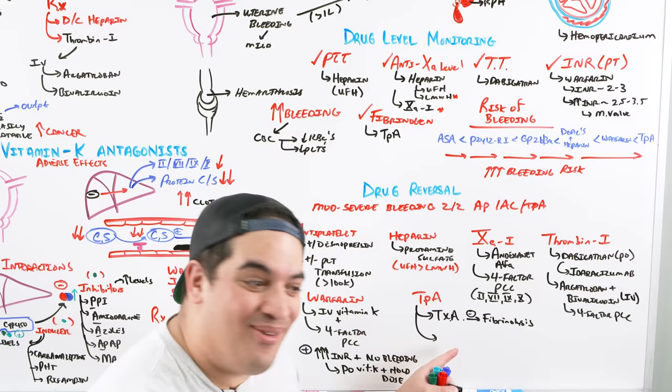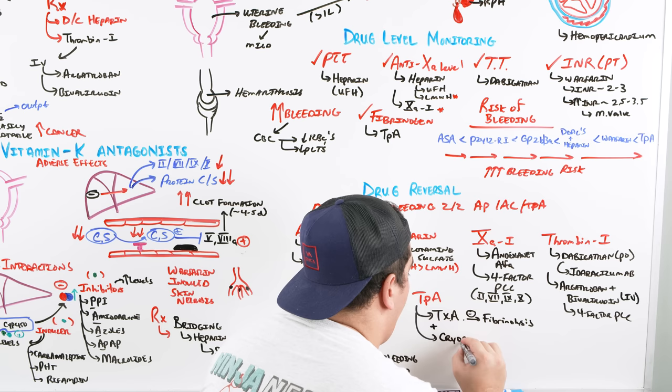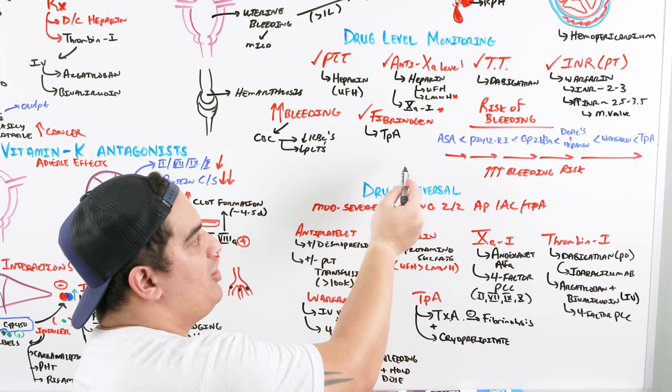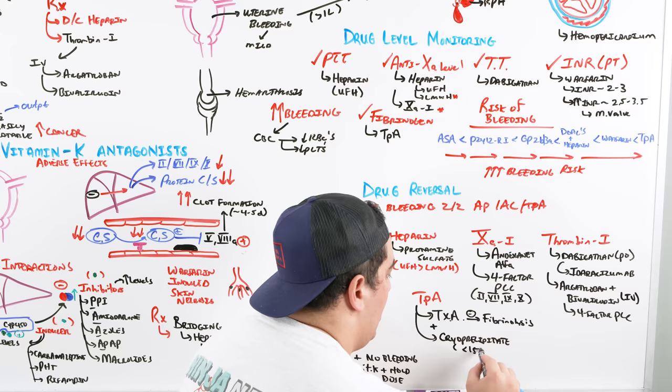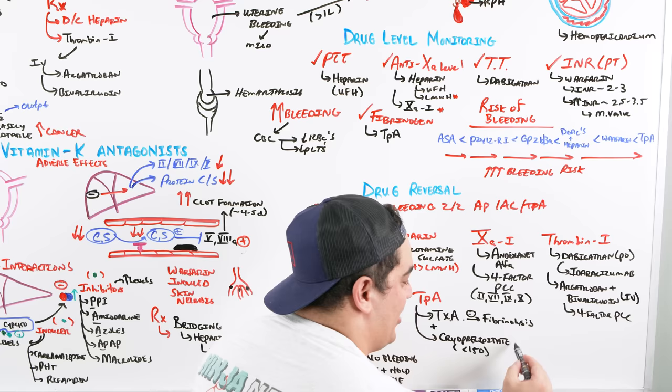And so I can give them something called cryoprecipitate. And this is important. Remember I told you with TPA to monitor the patient's fibrinogen levels? If the fibrinogen levels are less than 150, I would consider giving them cryoprecipitate, because guess what cryoprecipitate is? Cryoprecipitate is fibrinogen. And so you're going to basically increase their fibrinogen.